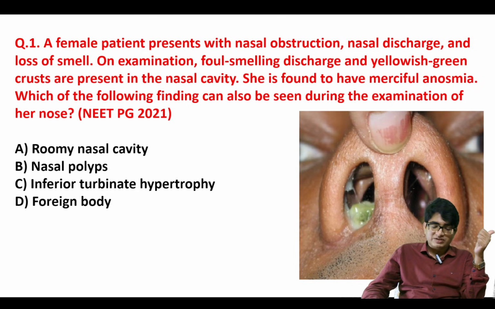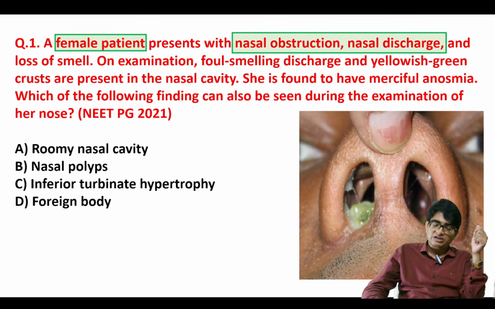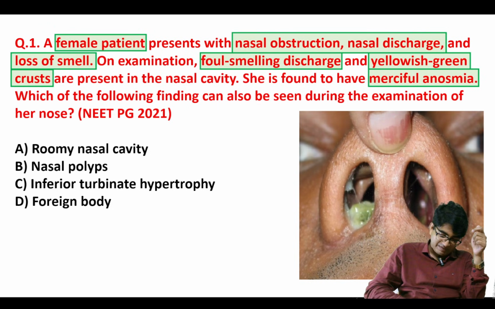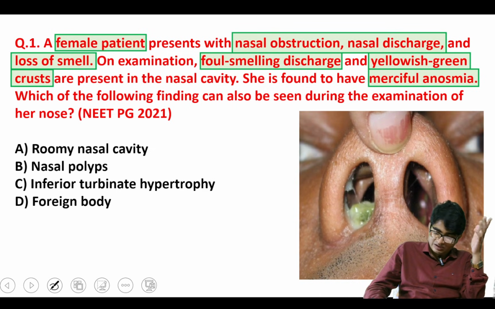So this is our first question, wherein we have a female patient presenting with nasal obstruction, nasal discharge and loss of smell. On examination there is foul smelling nasal discharge and yellowish green crusts in the nasal cavity, and the patient is also found to have merciful anosmia. So obviously you will have an image accompanying over here, correct? So in this image, what are you seeing?